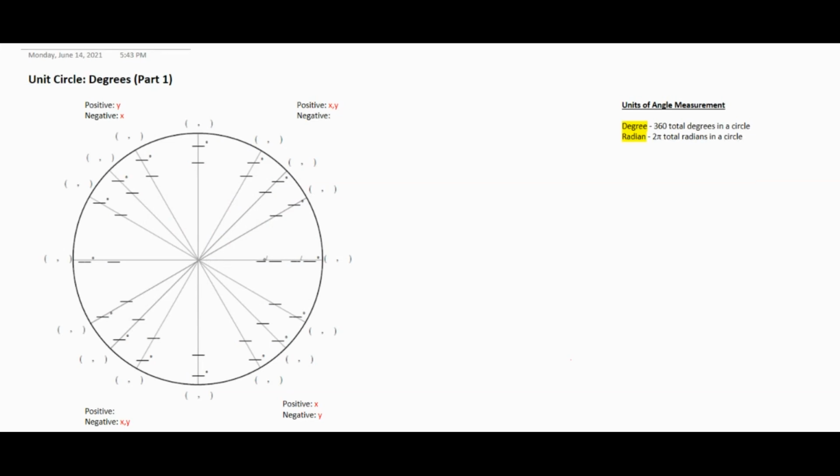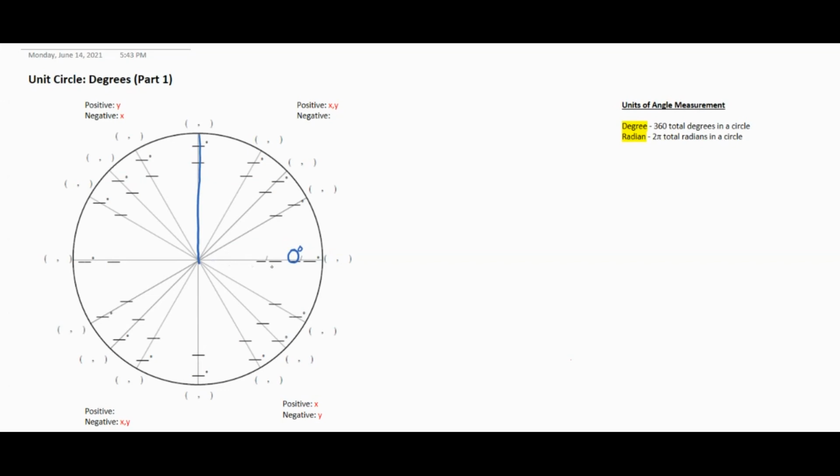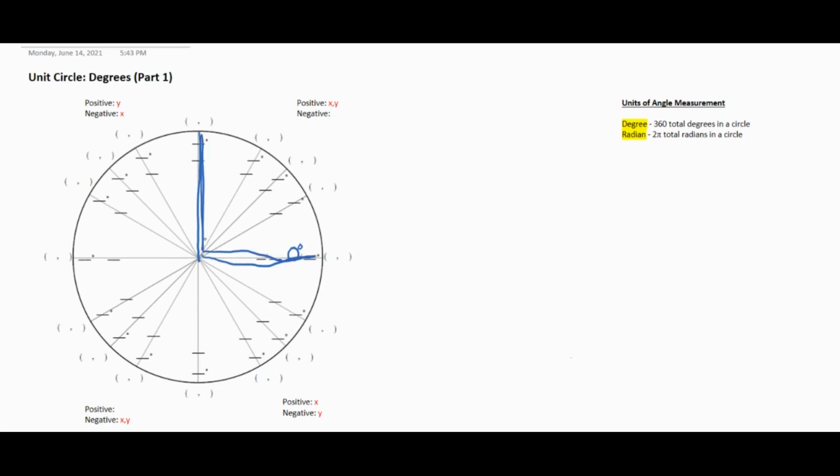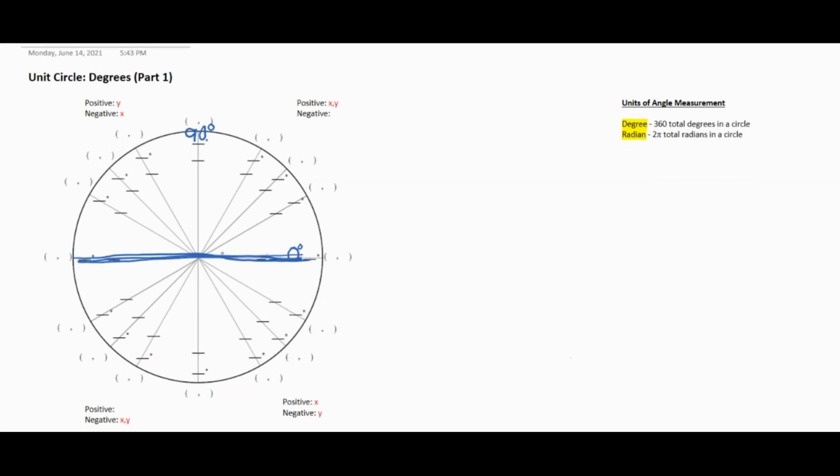We know that along the x-axis right here, the degree would be 0 due to the x-axis being along the horizontal line within a graph. Next, we can see that this shape right here creates a 90-degree angle, meaning this up here is 90 degrees. Next, we can see here that this line creates a full 180 degrees, meaning it is a flat line.